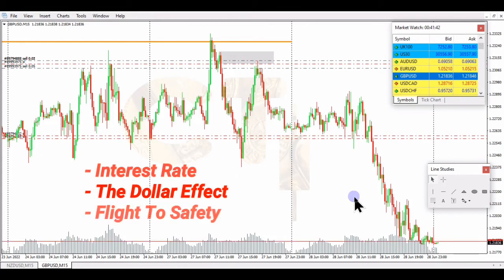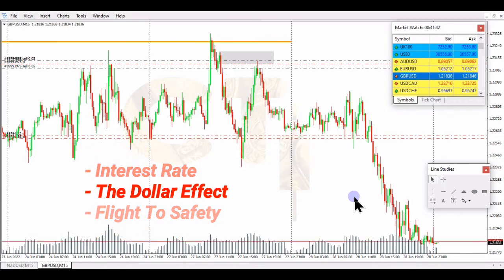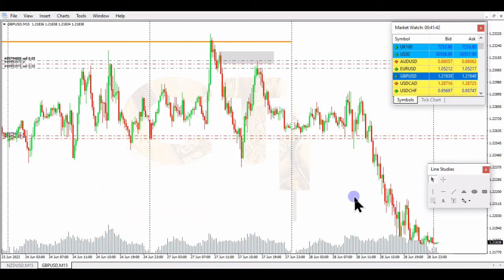Okay, so I'll take that again. Number one, inflation. Number two, interest rate. Number three, dollar effect. Number four, flight to safety, and number five, price action. These are the things you need to understand if you want to be a master in trading. The more you understand these things, the better you will be at predicting market moves. When you increase your knowledge, you also reduce your risk in this market, because ignorance is risky.